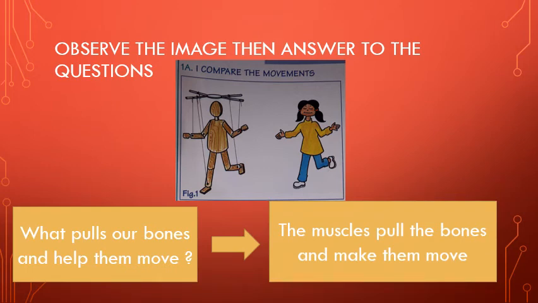Excellent! So the muscles pull the bones and make them move. How is that? Our body is made up of bones and muscles, and the muscles help the bones to move. Without the help of our muscles, we cannot move our bones. So the muscles are like the threads of a puppet. They pull the bones and then we move. When we want to walk, the muscles pull our bones so we can walk.